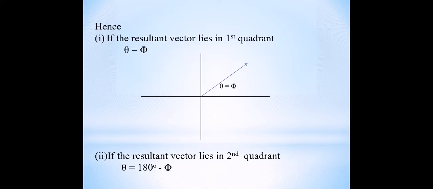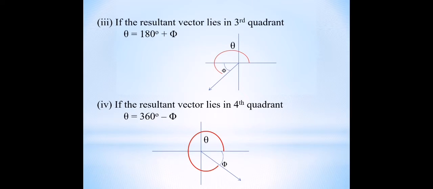Rule number 2, if the resultant vector lies in the second quadrant, as we discussed in the previous example, then theta is equal to 180 minus phi, because theta and phi combined make 180 degrees, so when we subtract phi from 180 degrees, we find the value of theta.